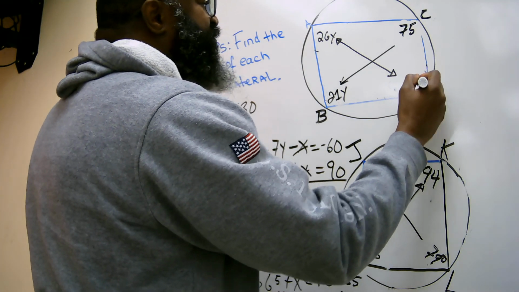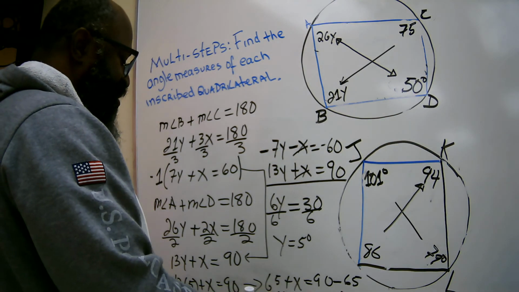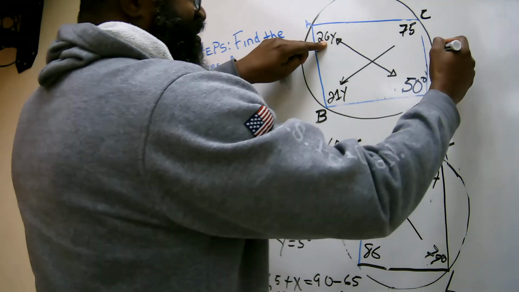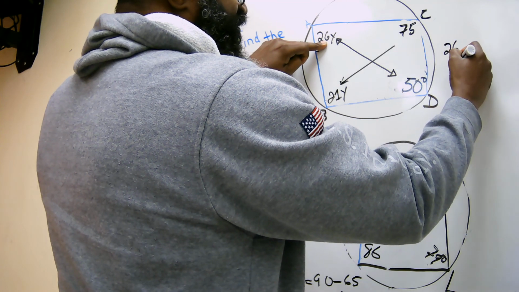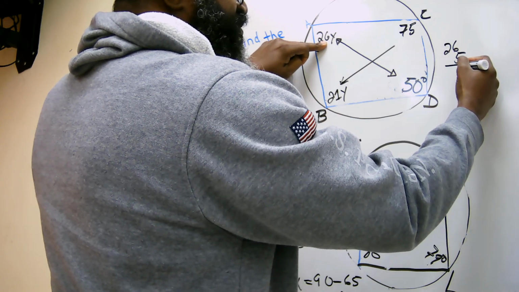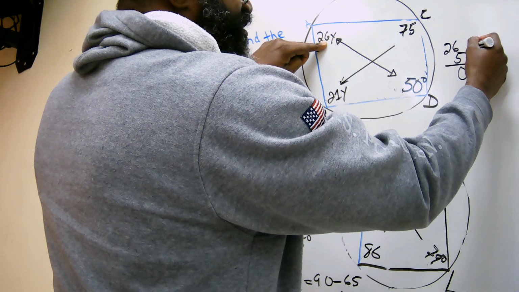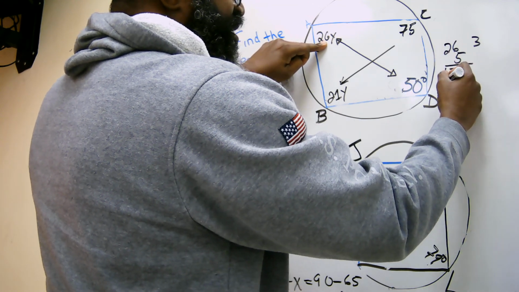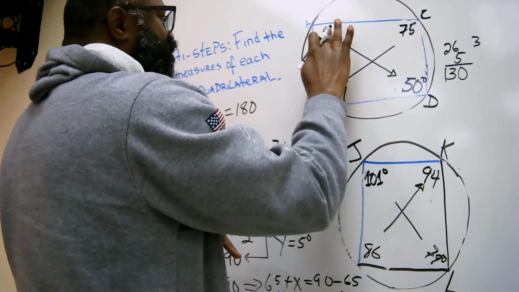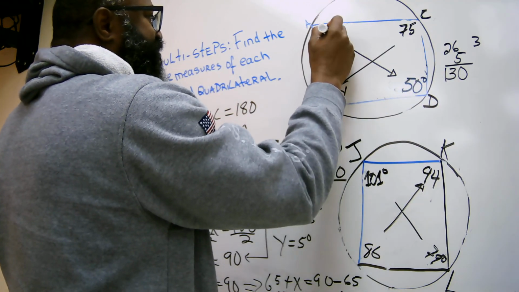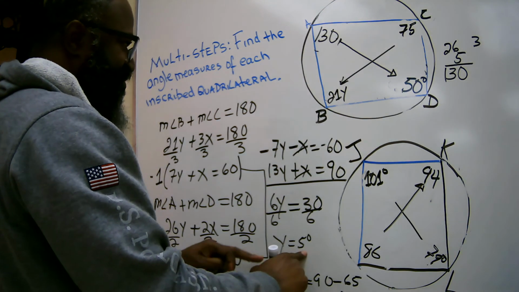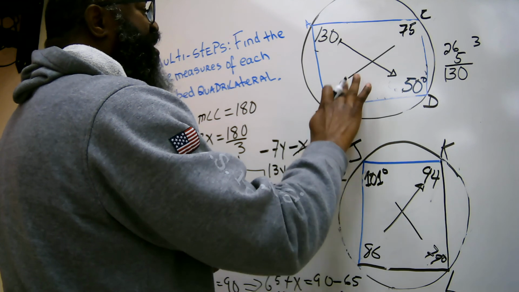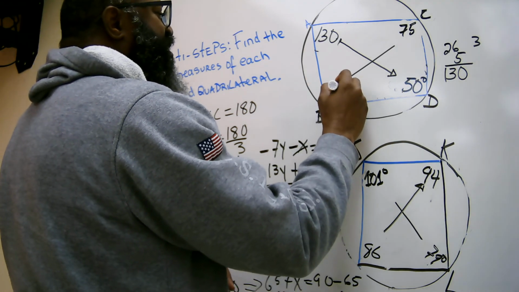This is how powerful it is. Then I know y. Y is 5. Then I will take 26 times 5. That will give you 130, because those two angles have to add up to 180. Since y is 5, I will take 21 times 5, which is 105. So you solved that mystery.